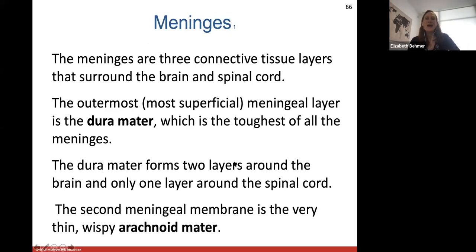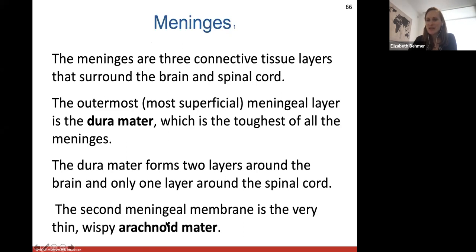The three meninge layers are the same throughout the brain and spinal cord, and the dura mater is the outermost superficial layer, and it's the toughest of all the meninge layers. The dura mater forms two layers around the brain and only one layer around the spinal cord.